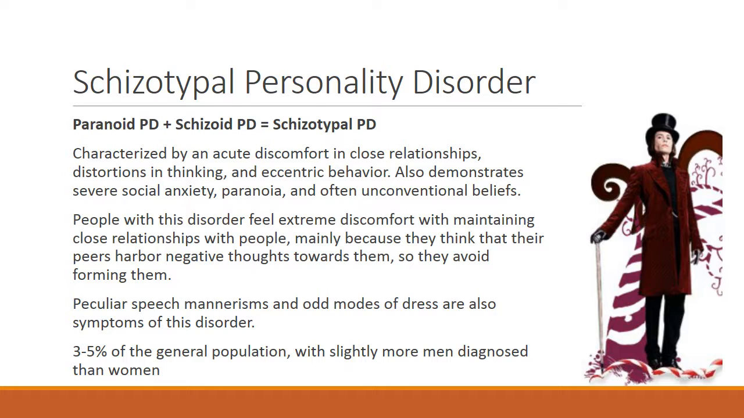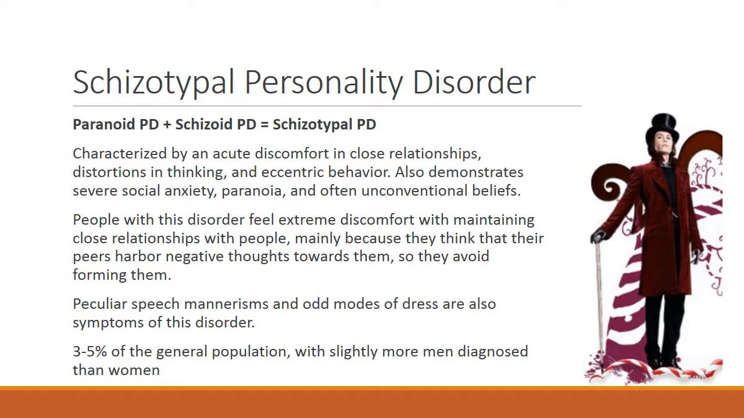People with this disorder feel extreme discomfort maintaining close relationships, mainly because they think that their peers harbor negative thoughts towards them, so they avoid forming them. So it's that idea of, well, if I am friends with this person and they potentially could be talking about me behind my back, why bother being friends with this person, and why bother being friends with anyone?